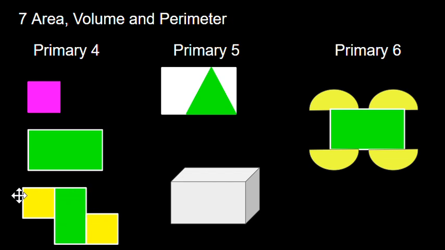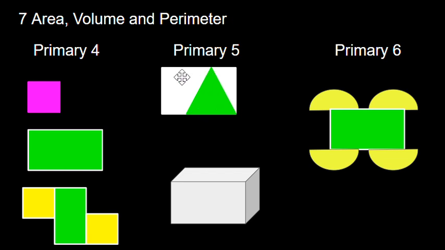So in P5 they start putting rectangle and triangle all into one shape and ask you to find the unshaded area. So basically you find the rectangle, you minus the triangle, you get this white color unshaded area.